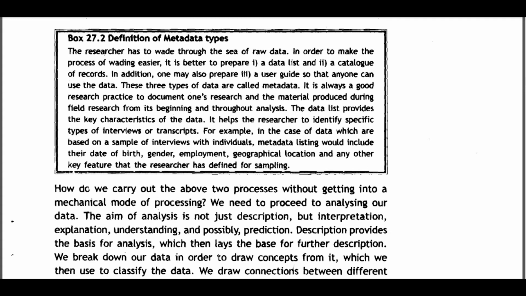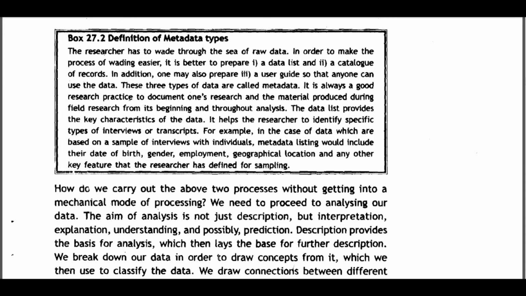Box 27.2: Definition of metadata types. A researcher has to wade through a sea of raw data. In order to make the process of wading easier, it is better to prepare a data list and a catalog of records. In addition, one may also prepare a user guide so that anyone can use the data. These three types of data are called metadata.